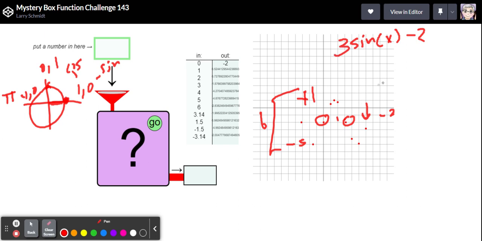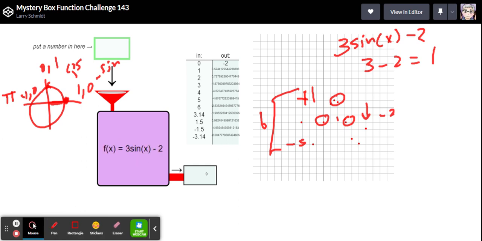Let's just verify that with a couple of points. If I put in pi, the sine of pi is 0, that should just be -2, right? And it is. So pi and -2 right there. If I put in pi over 2, the sine is 1. If I multiply that by 3, I'd get 3. And then if I subtract 2, so 3 minus 2, that would be 1. And look, here I am right at 1 at pi over 2. So I think we got this. It's a multiplier of 3 to make the amplitude bigger, and then a minus 2 to drop it down.